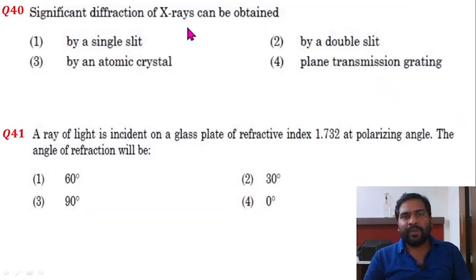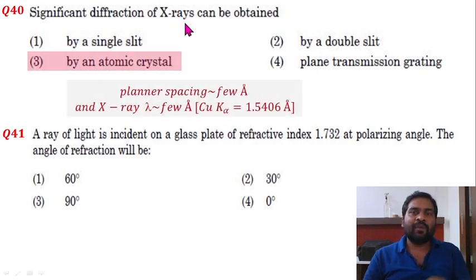Question 40. Significant diffraction of X-ray can be obtained when the order of wavelength and diffracting element is the same. In case of X-ray, the wavelength is a few angstrom, like 1-2 angstrom, and planar spacing is also of the order of a few angstrom. Both are matching. Then by an atomic crystal, significant diffraction of X-ray can be obtained. Option 3 is correct.